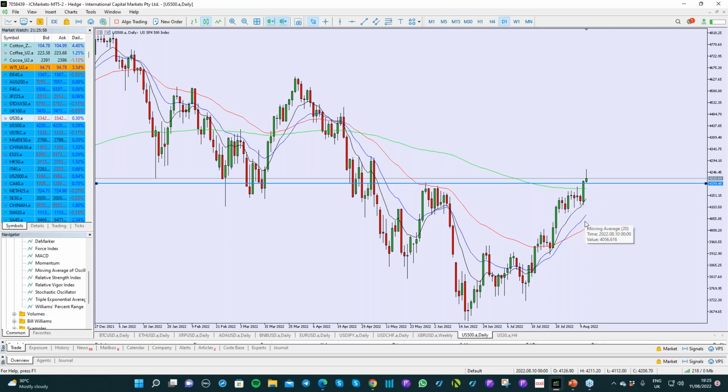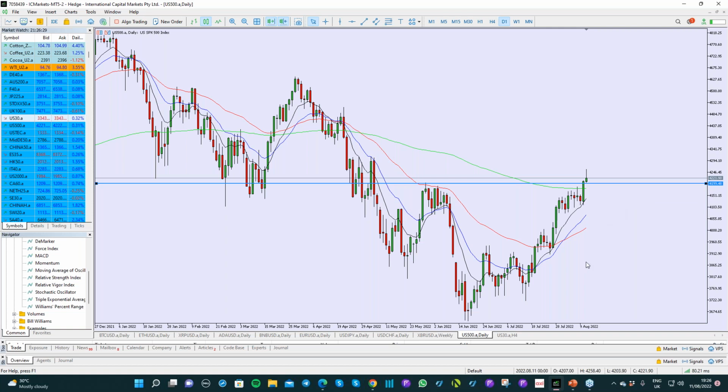However, the 10, 20 and 50 are in alignment. They're all pointing upwards and in the correct order, 10 at the top, 20 in the middle, 50 below. And that's enough for me, given that I am trying to anticipate a return to the uptrend. I'm trying to get in early into this move, and I'm going with the overall momentum of the market and the fact that the buyers are in charge, the bulls are in charge this particular last couple of months.